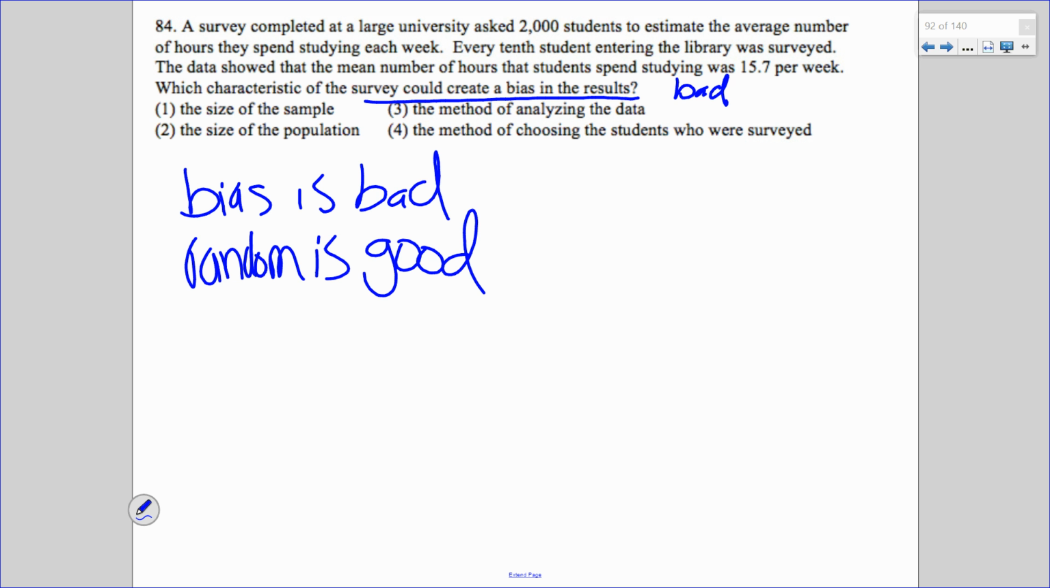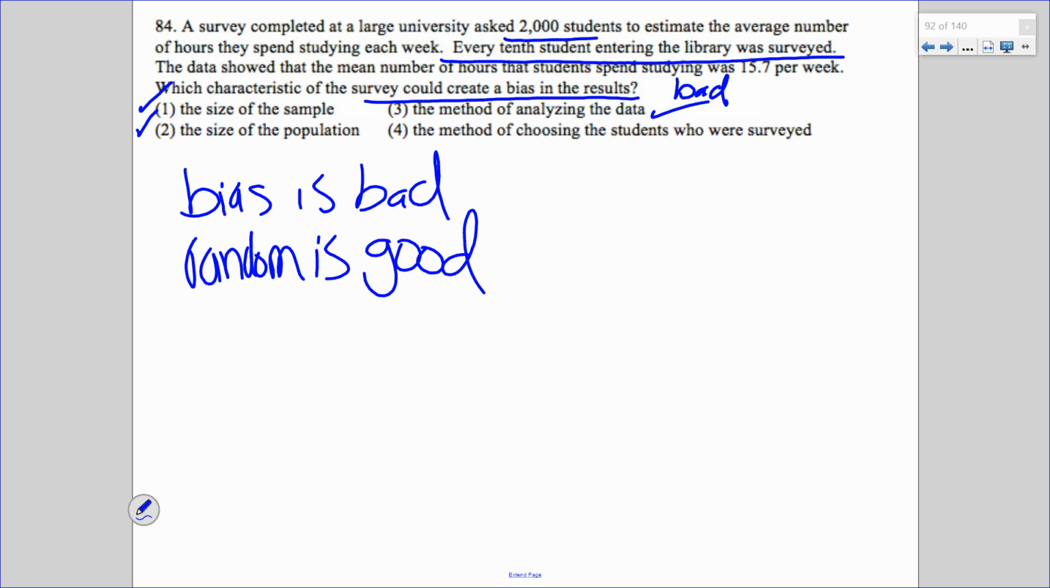The size of the sample, 2,000 students were asked in a university. That's fine. The size of the population, you can't control the size of the population, that's fine. The method of analyzing data, I'm sure they did a good job putting the pieces together to come up with that 515.7. The method of choosing the students who were surveyed, well, who did they choose? Every 10th student entering the library was surveyed.